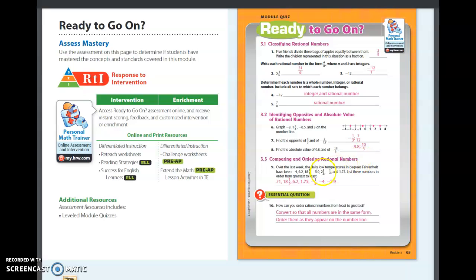For comparing and ordering rational numbers, over the last week, the daily low temperatures in degrees Fahrenheit have been negative 4, 6.2, 18.5, negative 5.9, 21, negative 1/4, and 1 75/100. List the numbers in order from greatest to least. I would look at the greatest number to be 21. My next greatest would be 18.5, then 6 2/10, then 1 75/100. Then 1/4, negative 1/4, negative 4, and then negative 5 9/10.